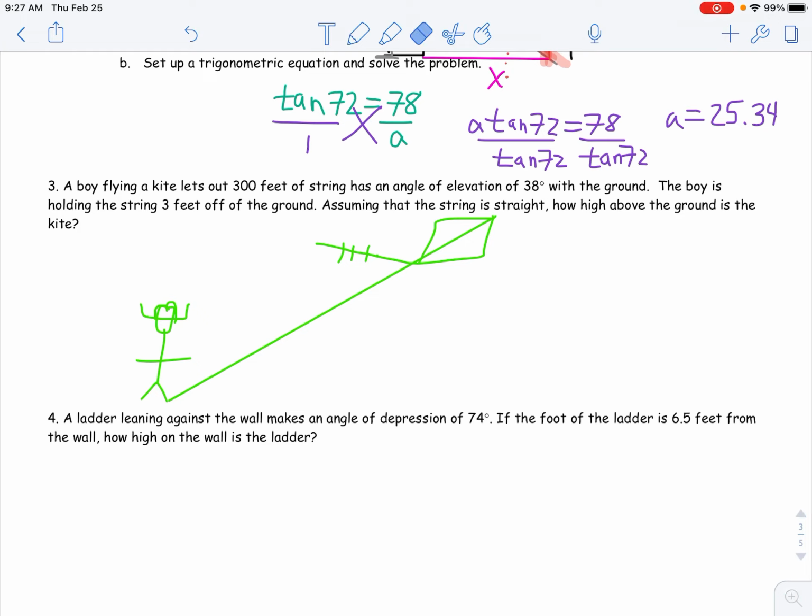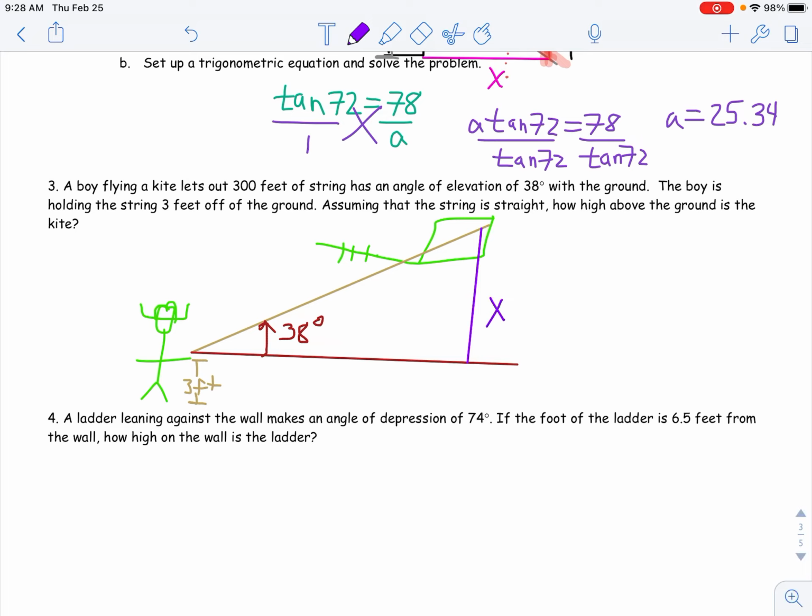Actually, hold on. I didn't read some of this. It might have helped to read. The string is 3 feet above ground. That's important. All right. And it has an angle of elevation. So remember, that's straight out, then up. All right. So that's going to be 38 degrees. How high above is the kite from the ground? So we need this x, and then we need to add the length of 3 at the end. All right. And remember, this was 300.